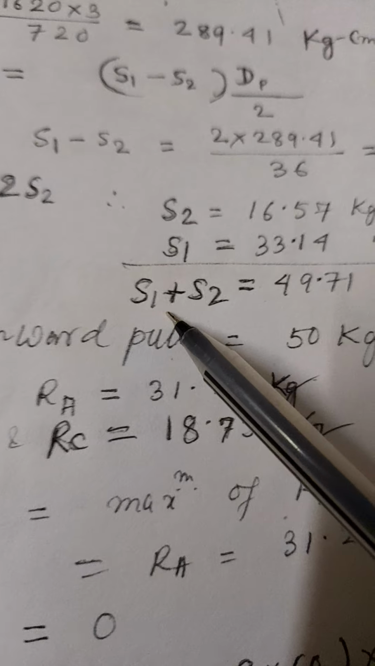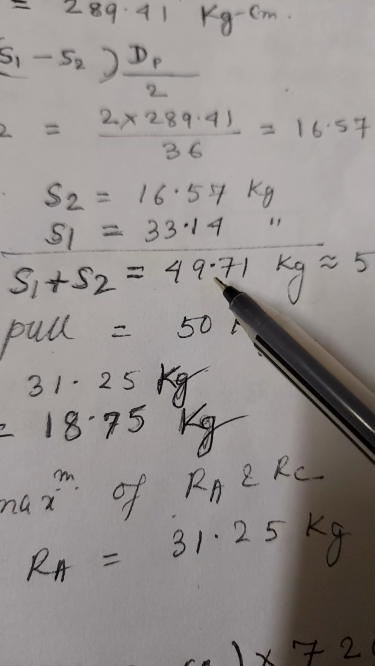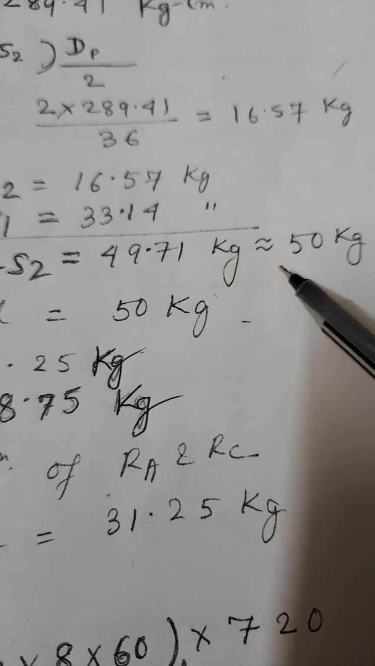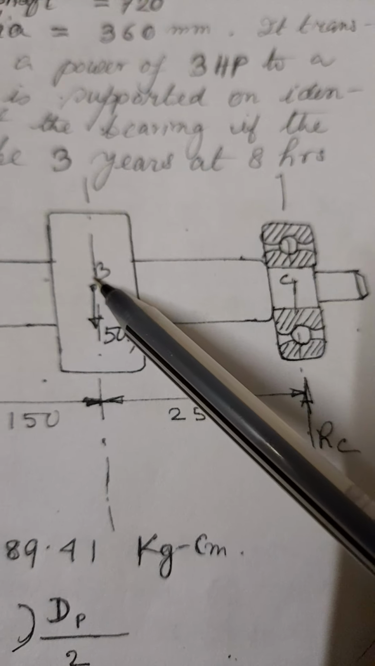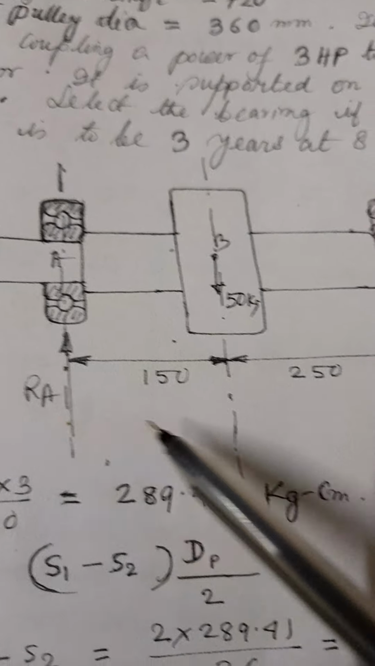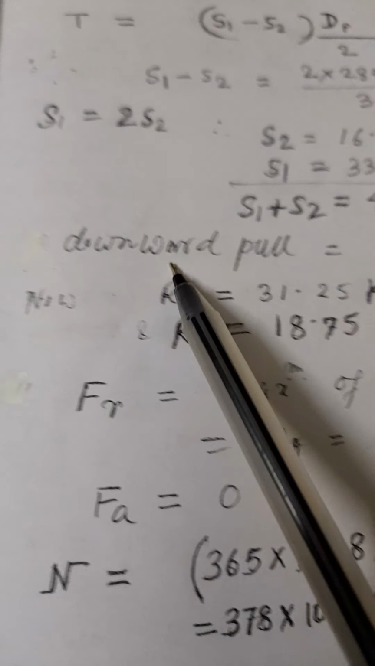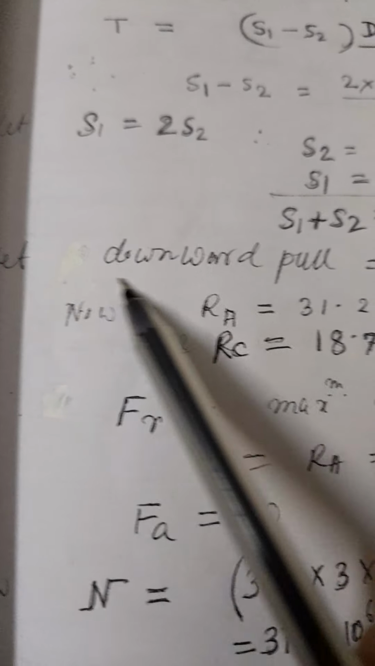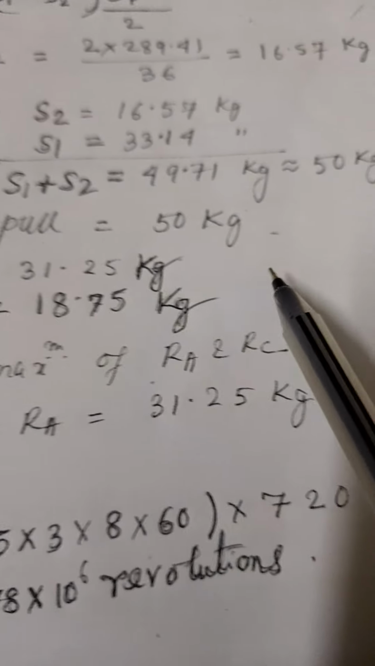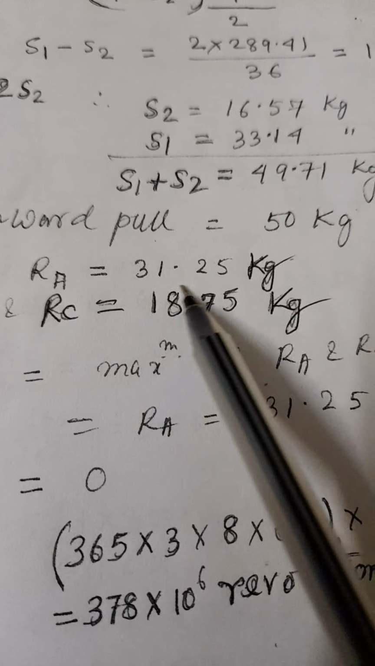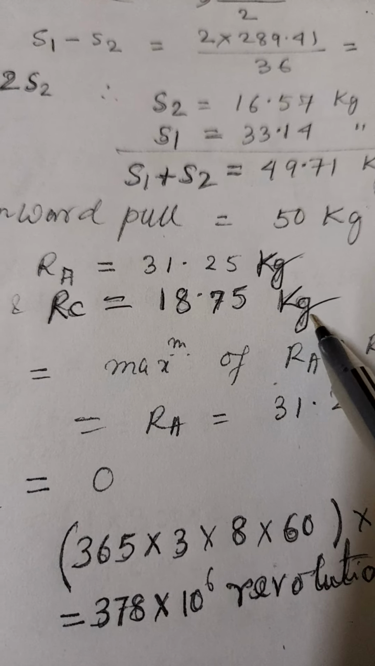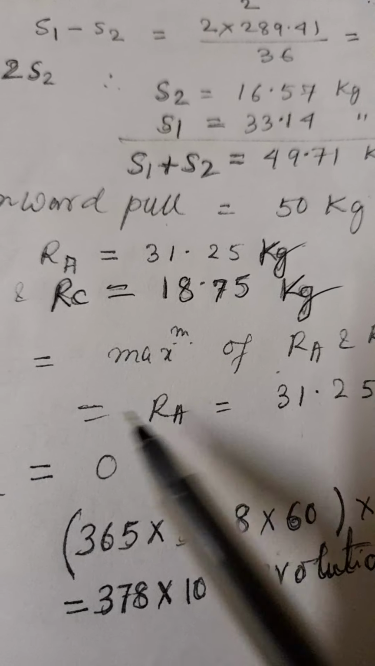Okay. Now S1 plus S2 is equal to 49.71. We take it as 50 kg. That's why here it is 50 kg. So you can find out RA and RC, the reactions. Now from here we get the net downward pull equal to 50 kg. So you can find RA equal to this and RC equal to this. If you add these two, it will be 50.